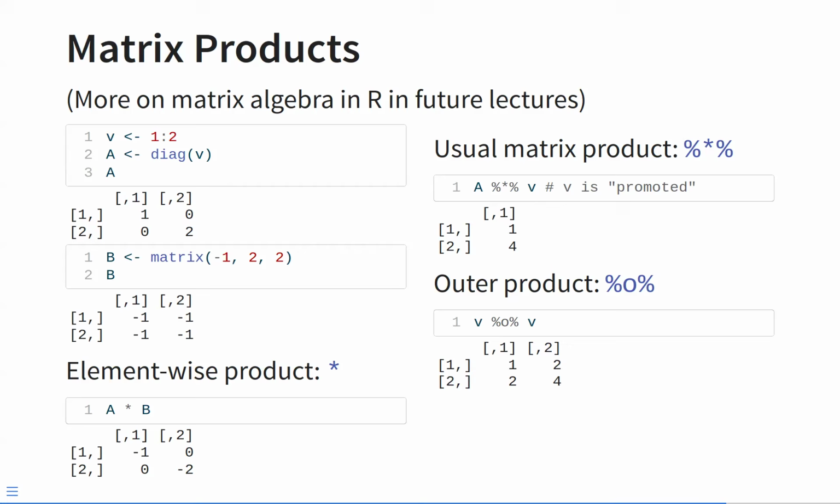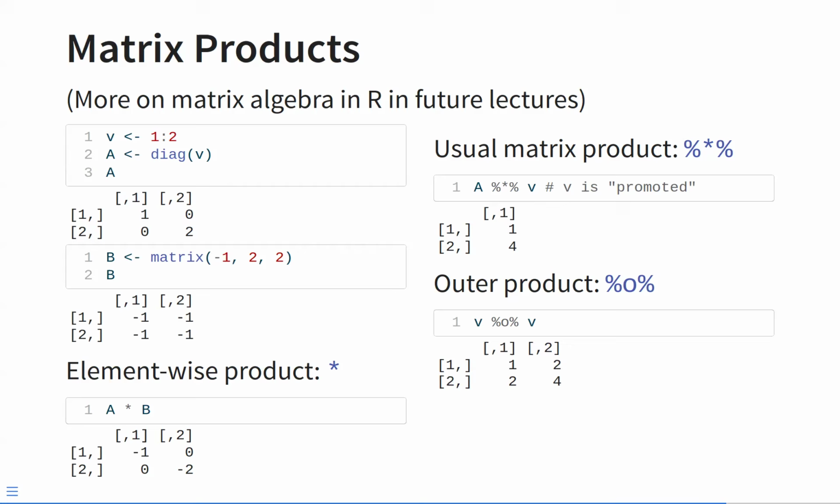We can multiply matrices. We just need to use a slightly different operator. So I'm going to set up on the top left of the slide a matrix A, and I'm going to set up a matrix B. Now, in the bottom left of the slide, I'm going to compute the element-wise product of A times B, just like on the previous slide. But now I am going to construct a matrix product. So let's take my vector 1 to 2.